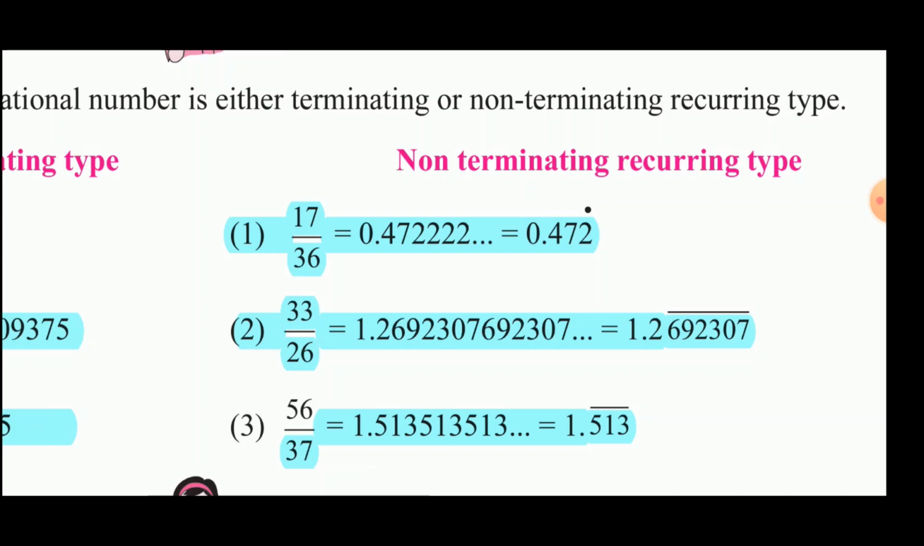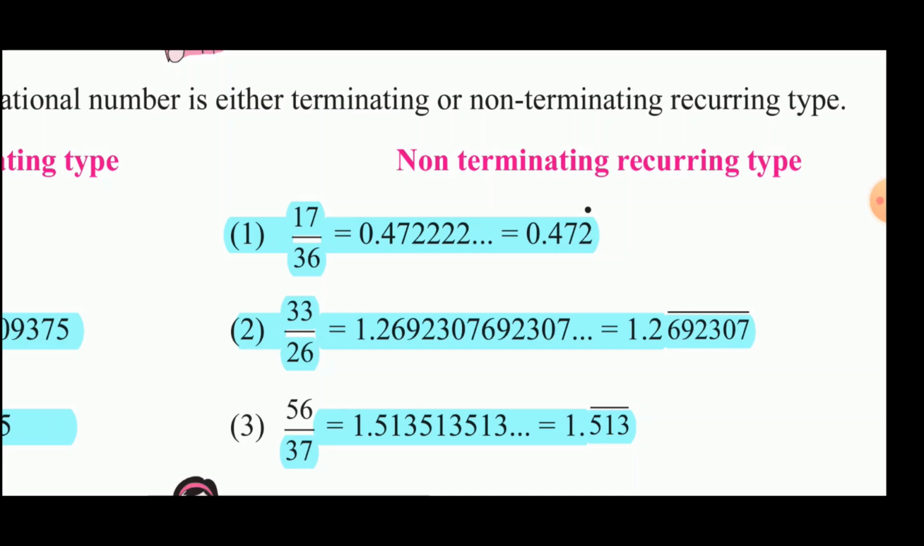So here in this example also, the decimal form is non-terminating recurring type. Now the third one, 56 upon 37. Find out the decimal form of this. You get 1.513, 513, 513. So the group of digits 513 is repeated. So this 513 recurring is also a non-terminating type of decimal form.